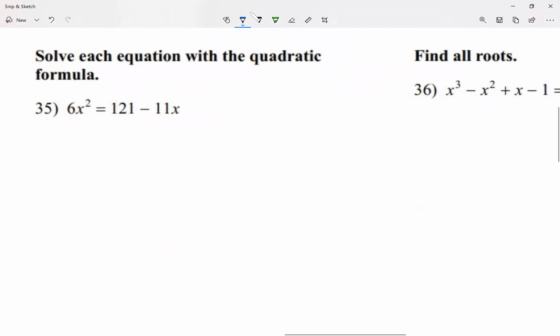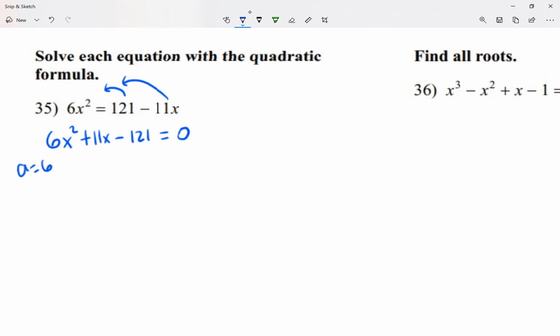Now, 35, solve each equation with the quadratic formula. All right, so I need to have everything on the left side. Let me rewrite this as 6x squared plus 11x minus 121 is equal to 0. Notice I moved this and this to the left, so they switch signs. I wanted my letters to go down when it comes to exponents, so I rearranged things. So I have that my A is 6, my B is 11, and my C is a negative 121.